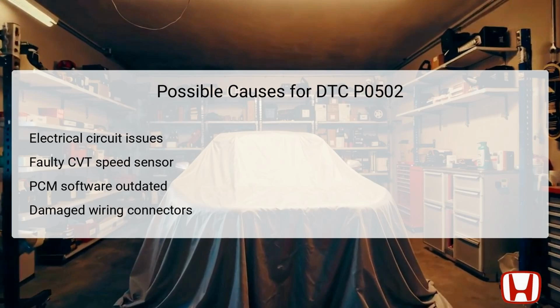These issues might stem from a faulty CVT speed sensor, which is critical for relaying transmission speed information. In some cases, the problem could be an outdated software version within the Powertrain Control Module, PCM, which can lead to misinterpretation of signal data. Damaged or corroded wiring connectors and open circuits between the sensor and PCM may also be responsible for interrupted signals. Understanding these causes is crucial for directing the troubleshooting steps effectively and efficiently to restore proper functionality.